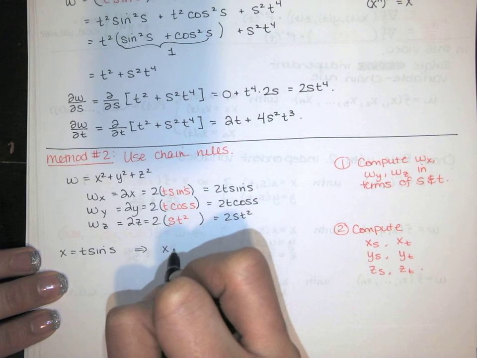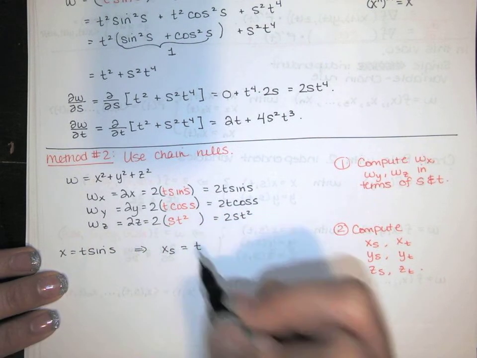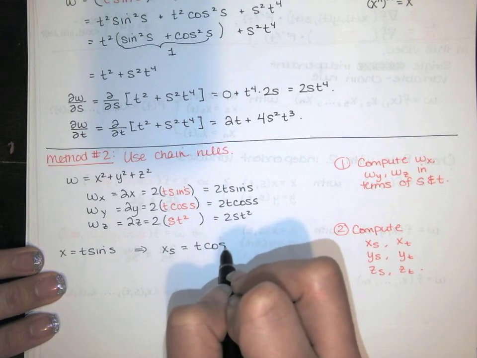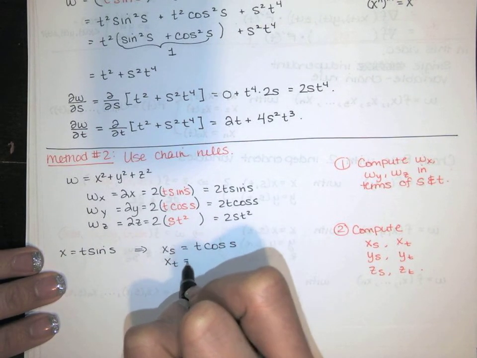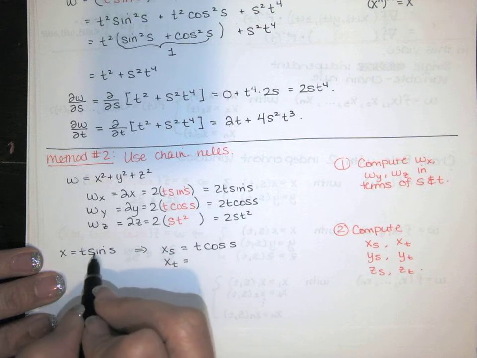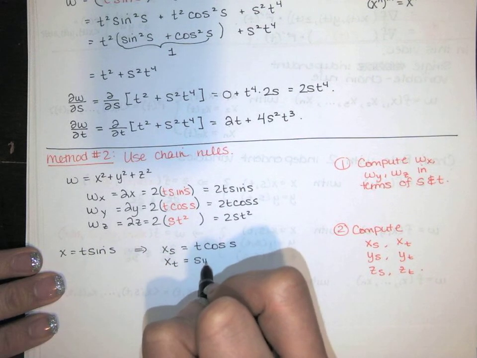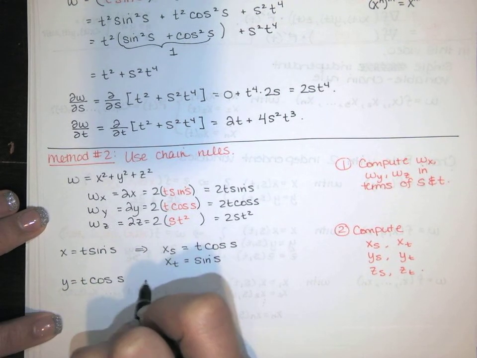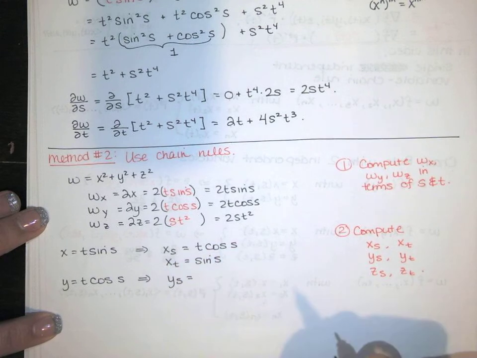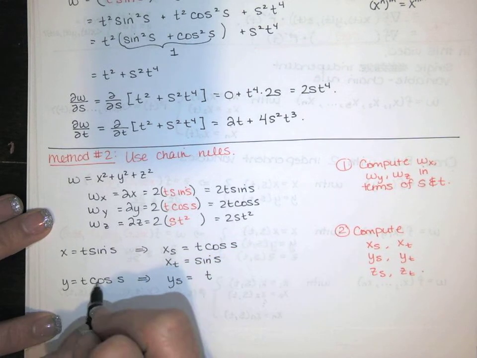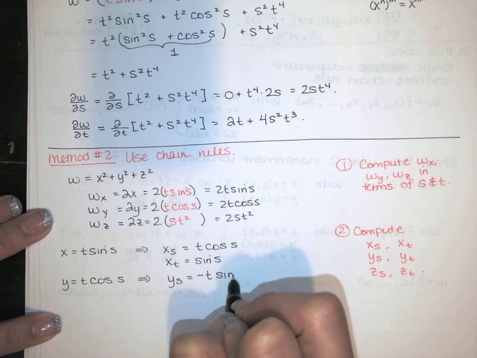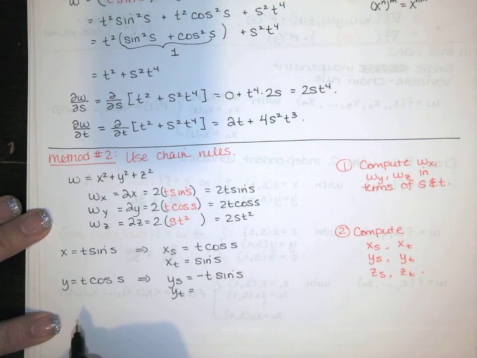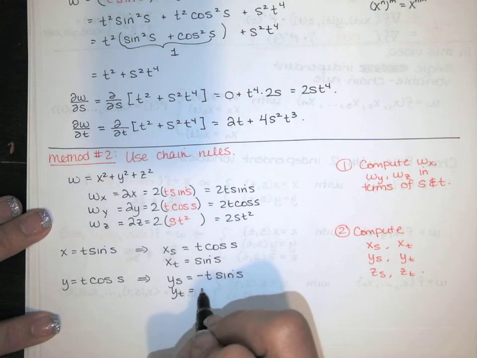So x was t times sine of s. So the partial of x with respect to s, well, t is a constant. Derivative of a constant times sine of s is going to be that constant times cosine of s with respect to s. And if t is our variable and s is a constant, this is just a constant times t, so we just get the constant sine of s back. Y is similar. When I take the derivative of y with respect to s, t is a constant. Derivative of cosine of s is negative sine of s. Here I've got cosine of s times t.